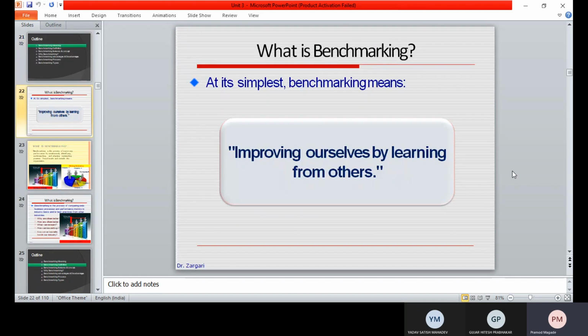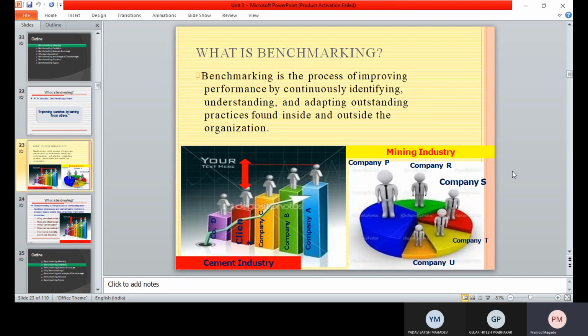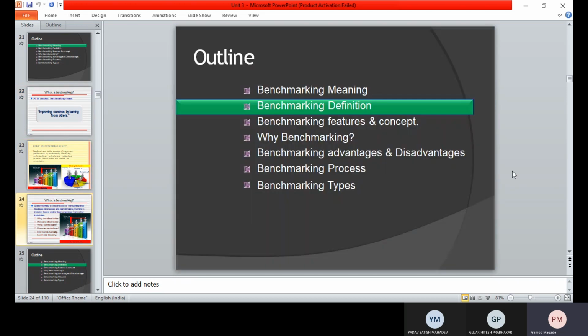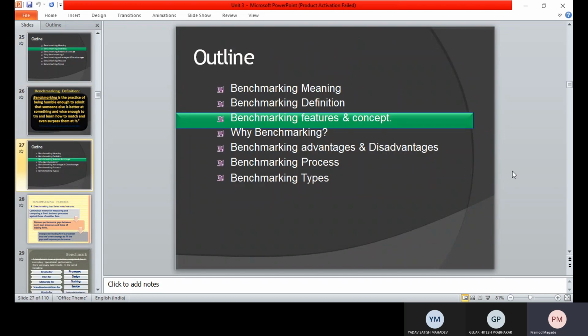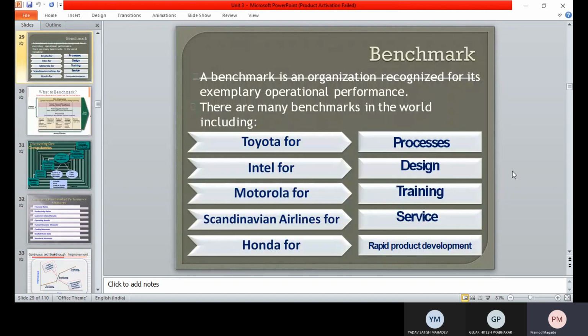So benchmarking is nothing but the standard, or improving something as compared to previous or current technology. That we call a benchmark. We have seen benchmarking companies as examples: Toyota, Intel, and their benchmarking parameters.